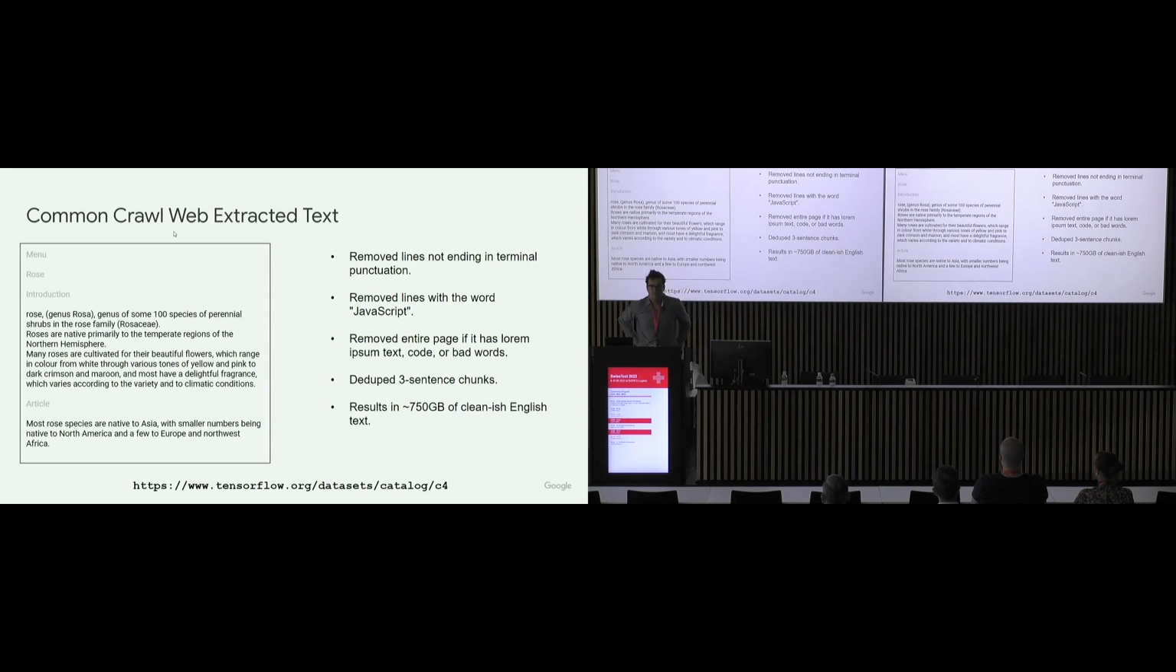And for this unsupervised pre-training, I was mentioning you need a lot of text, and text is easy to produce, but you still need some infrastructure and some time to collect the text and to clean it. And for the development of T5, the T5 team at Google also published this dataset, the Common Crawl Web Extracted Text, also known as C4.